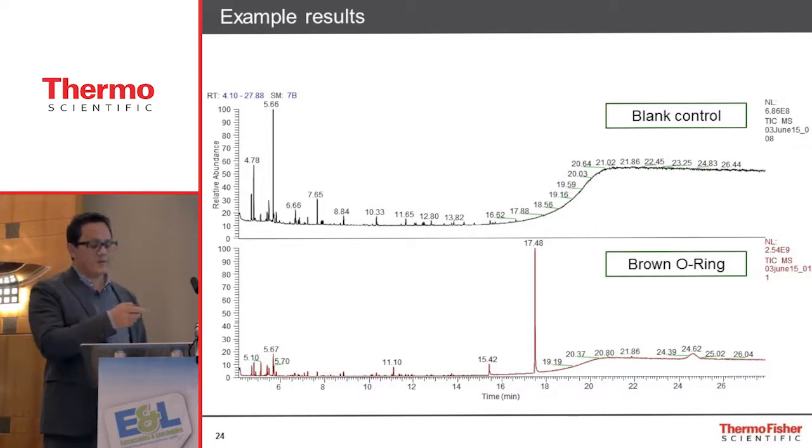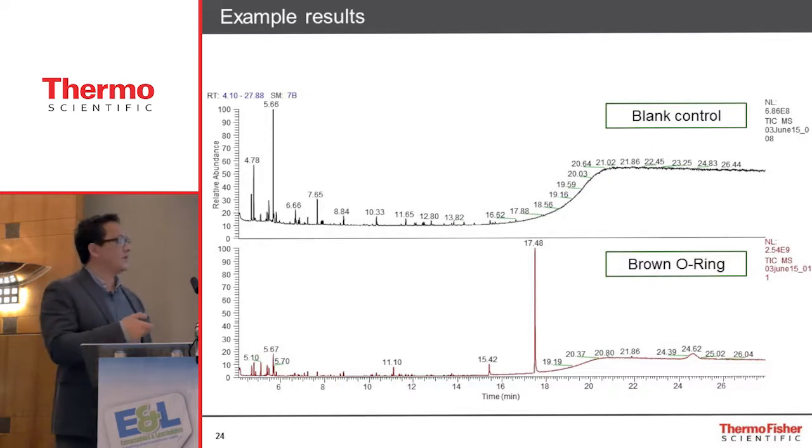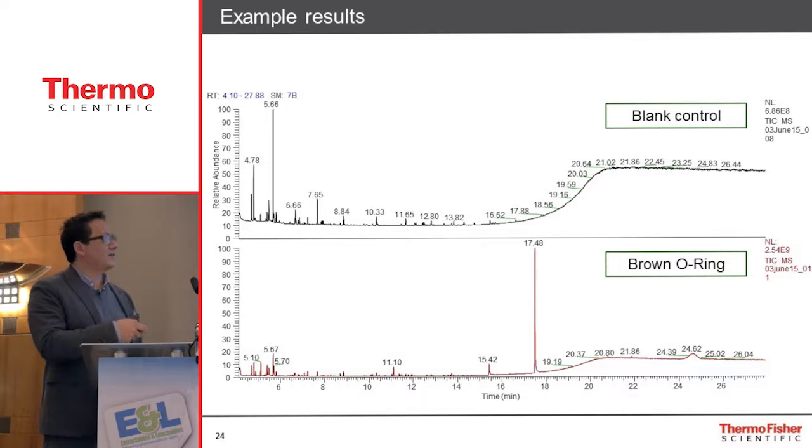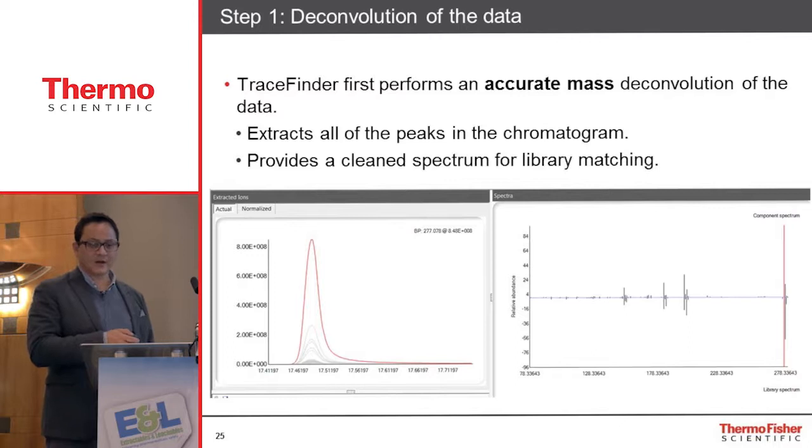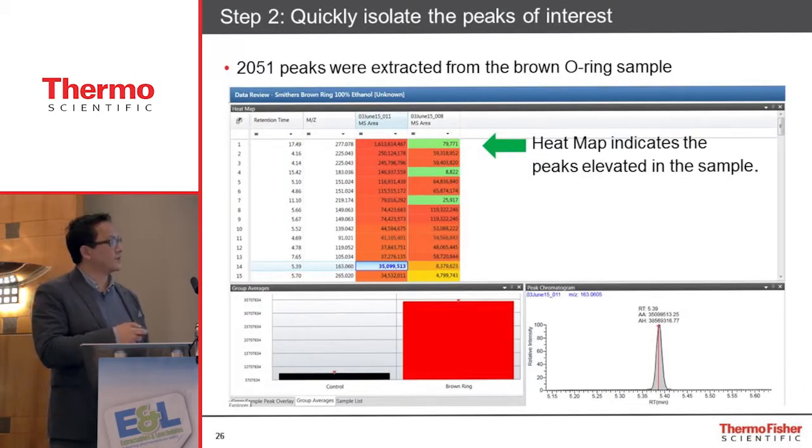Here's just an example of how the software works. Generally, you're running some kind of blank or standard or control with some internal standards. Here's just an example of our blank control from our O-rings and one of the results. I think it's fairly clear to see there were some extractables. The software, as I mentioned, does an accurate mass deconvolution. All of the ions are pulled out. The retention times are all perfectly aligned, and those ions are built up into our spectrum, a nice clean spectrum. It then library searches that spectrum.